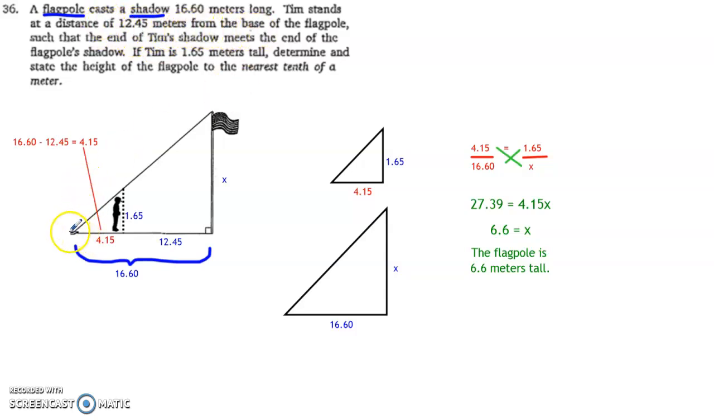This little weird thing is the end of both shadows. Tim's at 1.65 meters tall. I guess it's fairly tall. Determine and state the height of the flagpole to the nearest tenth of a meter. So we were given a bunch of information. We set up 2 different triangles. We do crisscross applesauce because they're proportional to each other. And then we find that 6.6 is the answer for X.